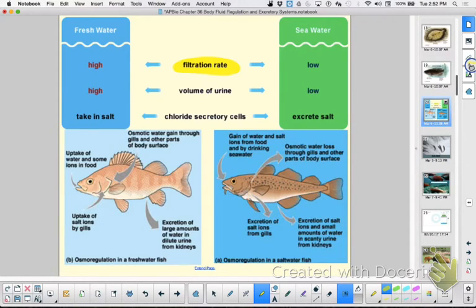Yes? If it does filtration, didn't you say that with seawater, since there is salt, they have to filter out the salt? Wouldn't that mean...? That's not what they're filtering out. Not what they're filtering out at all.